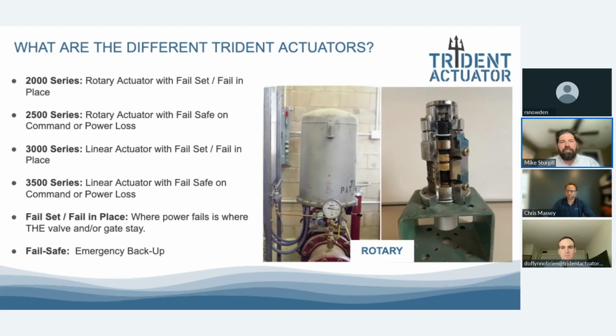A 3000 series, same idea, fail set or fail in place. So on loss of power, the gate or valve stays where it is until power is restored. And then 3500 would be our fail safe on command or power loss. We have an accumulator and hydraulic manifold, and once again, it would close or open, whatever sequence the end user wants, as fast or as slow as they want. And it can also be variable. So it can close very fast for the first 80% and very slow for the last 20%. So really it's up to what the end user wants. But those are our 4 different actuators we build.